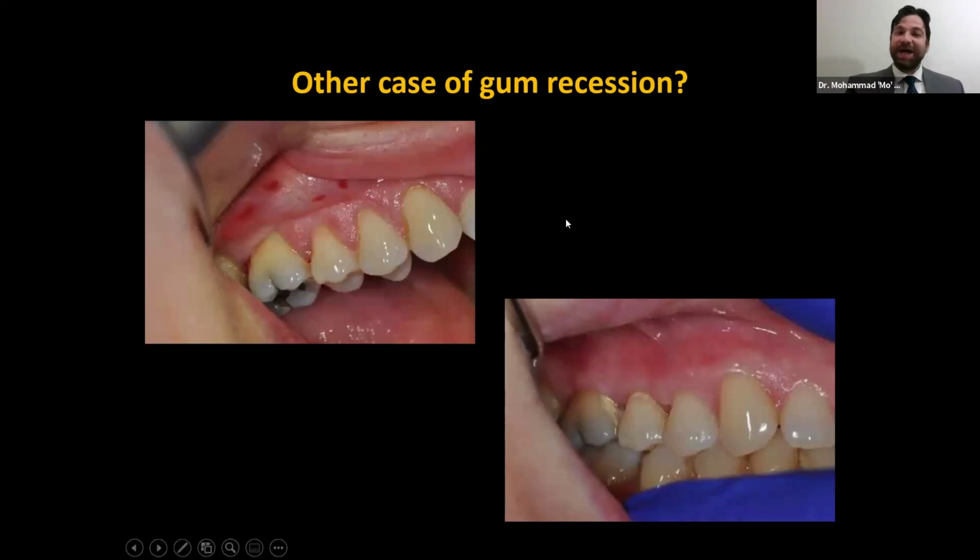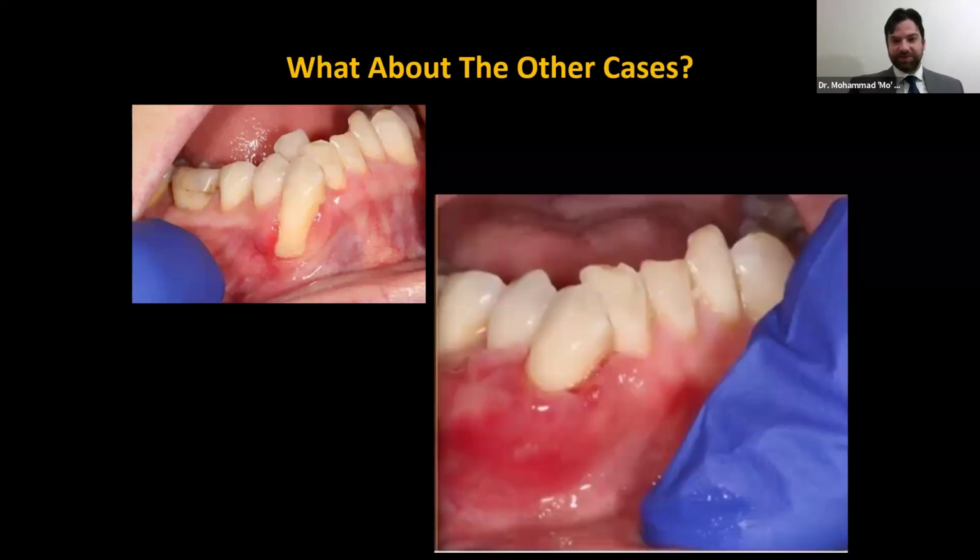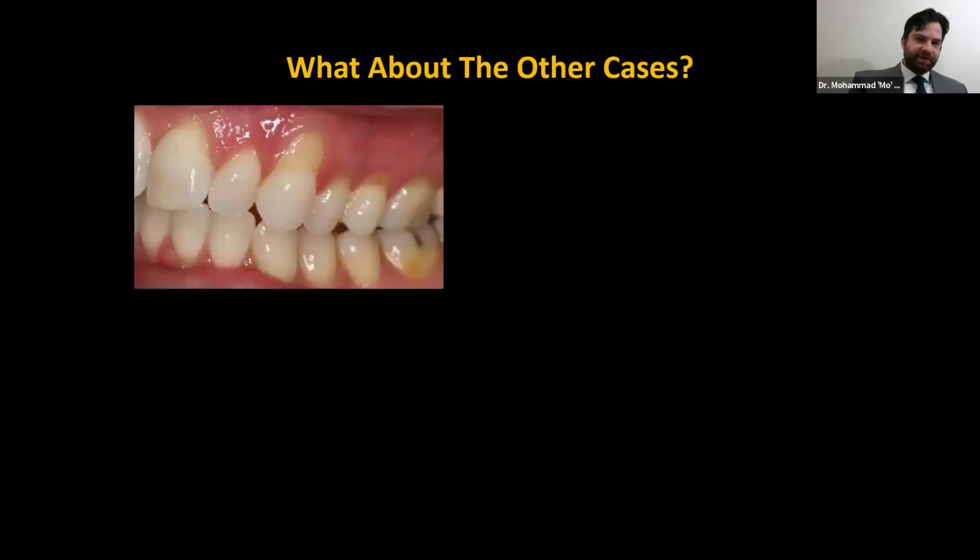But the question is, what happened to the other cases that I showed at the start of my presentation? What about those cases? For instance, this case. Interestingly, for this particular case, we were able to get a perfect result. We were able to get complete root coverage despite the fact that the tooth is out of alveolar housing. The patient didn't want ortho and had poor quality of tissue, completely out of alveolar housing, and yet we were able to get complete root coverage. And this case was recently accepted and already published in the International Journal as a case report. So this is what we got. Again, early healing, but it shows you the idea that we were able to get complete root coverage.